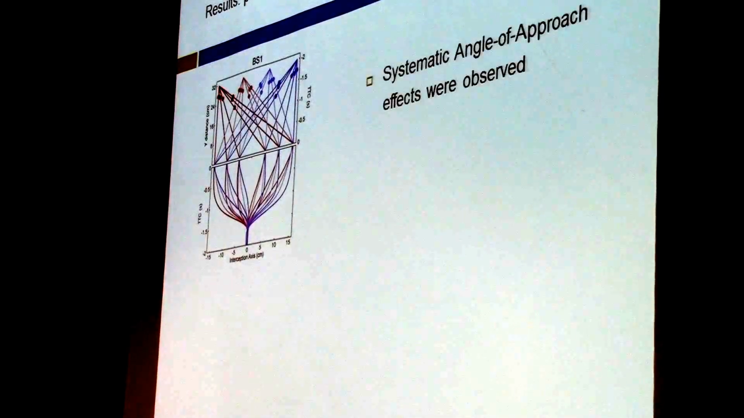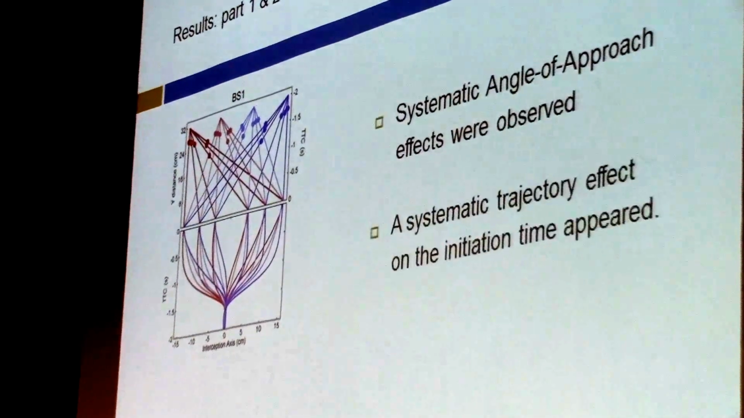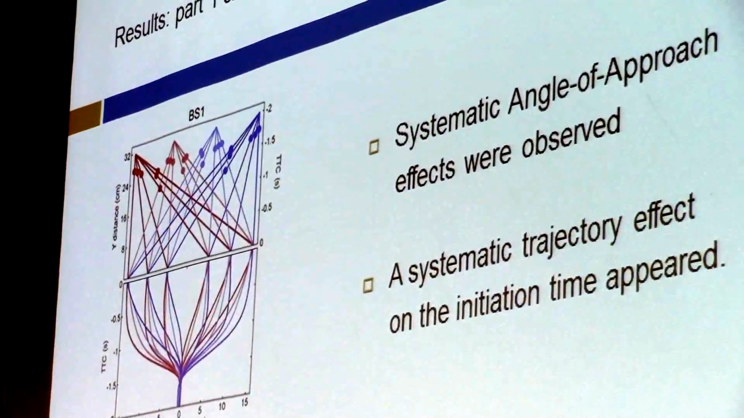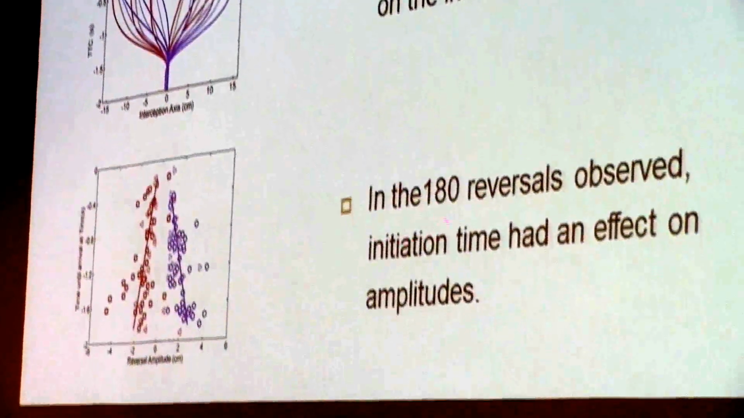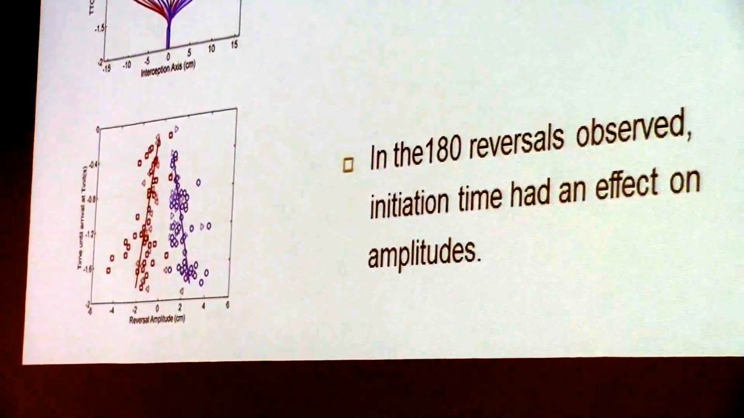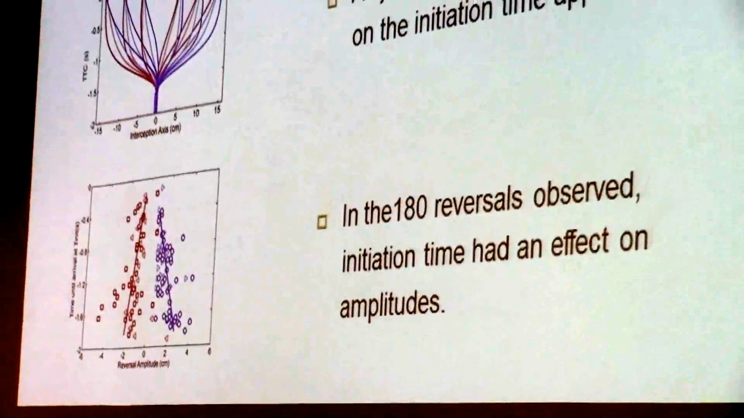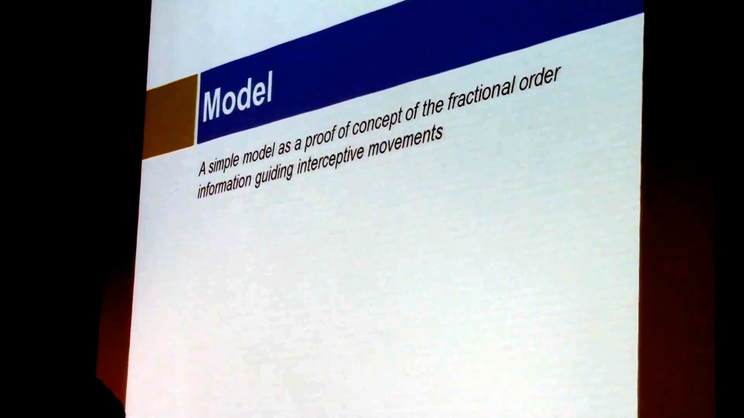So to sum up the result part, we observe a systematic angle of approach effect, a systematic trajectory effect on the initial time, and about the 180 reversal observed, initial time had an effect on the amplitude. So now I will talk about the model.